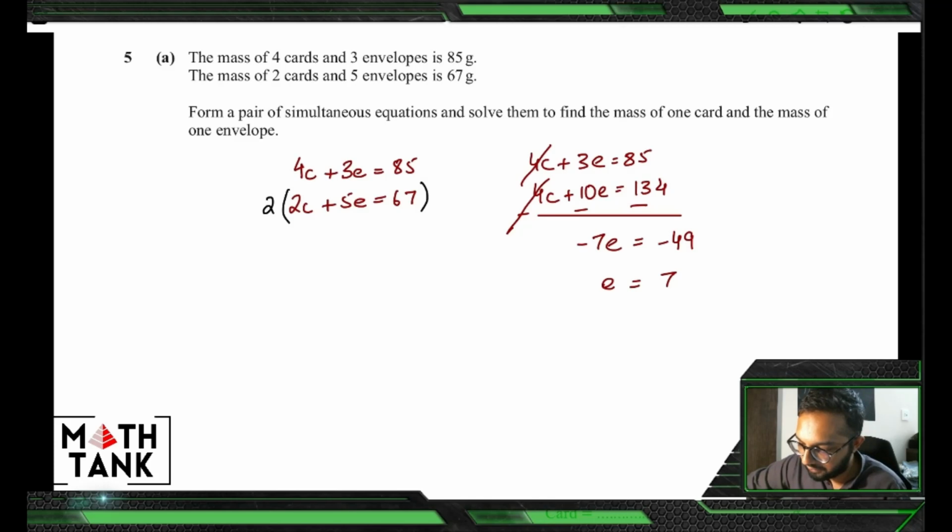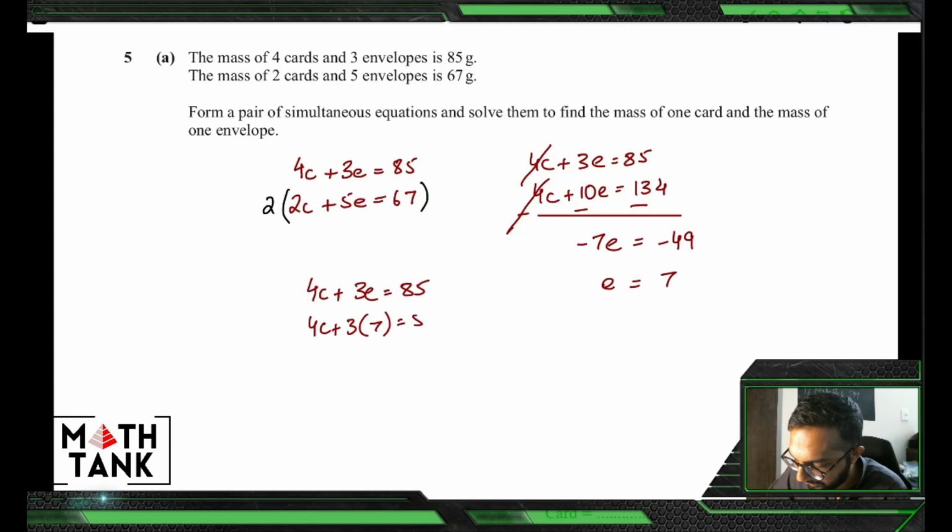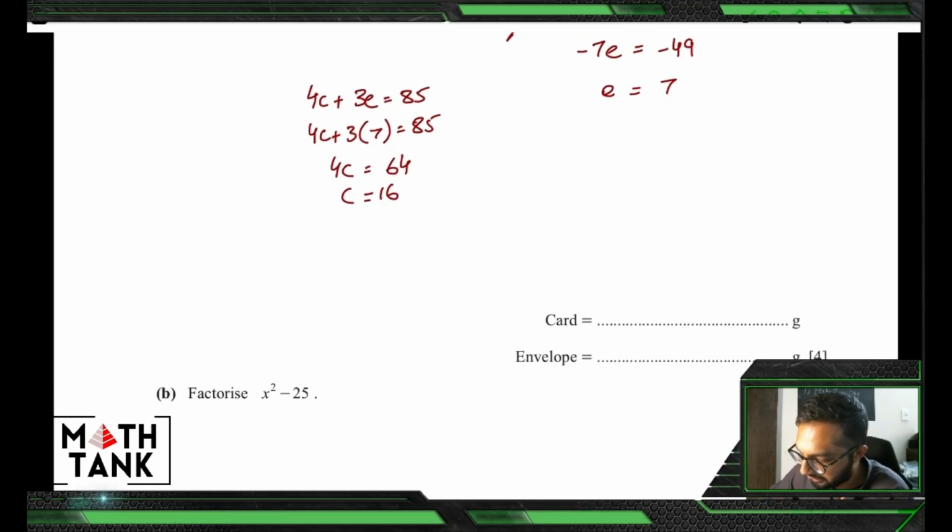So 4c plus 3e equals 85, and e equals 7. So 4c plus 3 times 7 equals 85. 4c equals 85 minus 21 gives me 64, and c equals 16. So card is 16 and envelope is 7 grams.